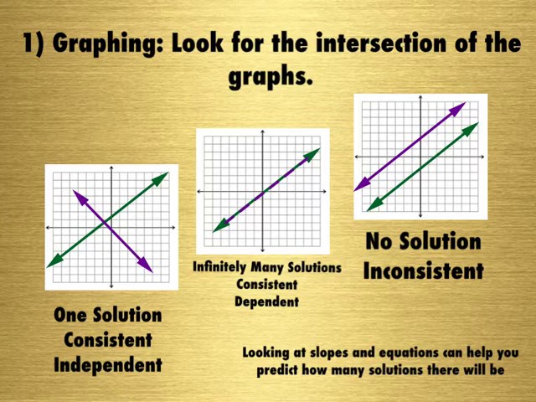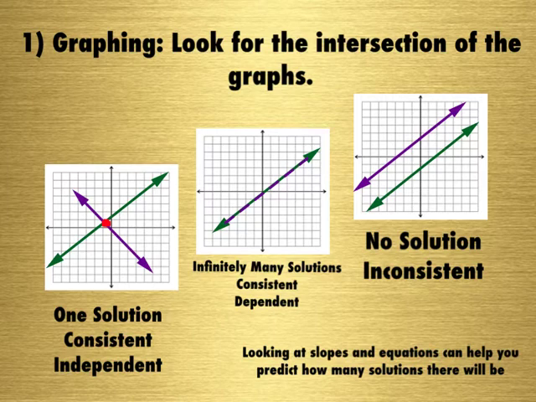When we're graphing, there are three different things you'll look for. There can either be one solution. That means our solution is consistent and independent. That one solution is at the intersection of the lines. Let me change my ink color here. So our solution would be right there.